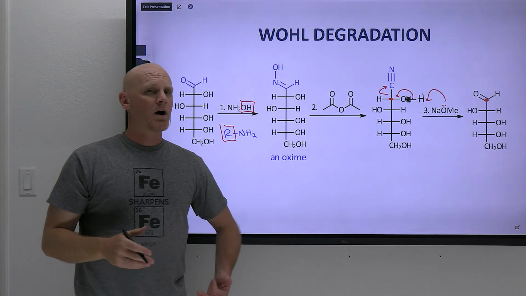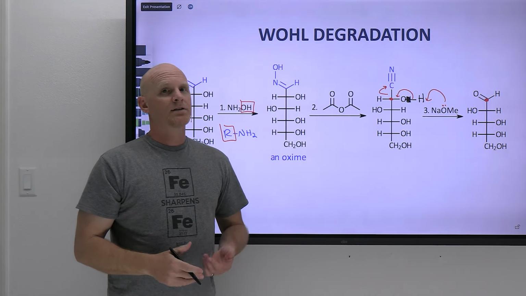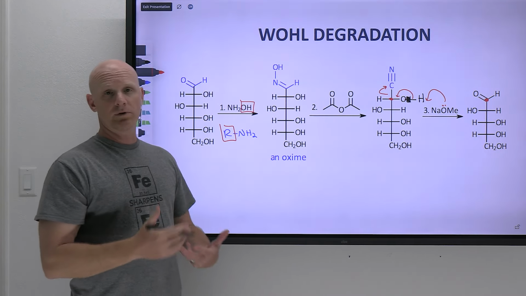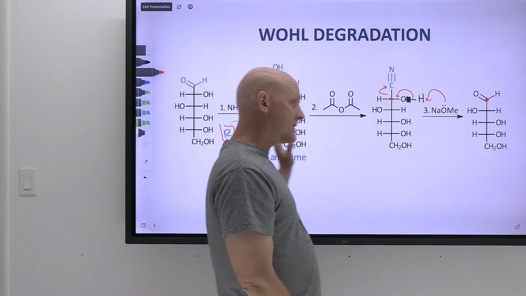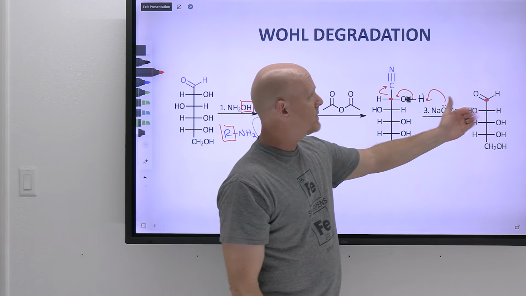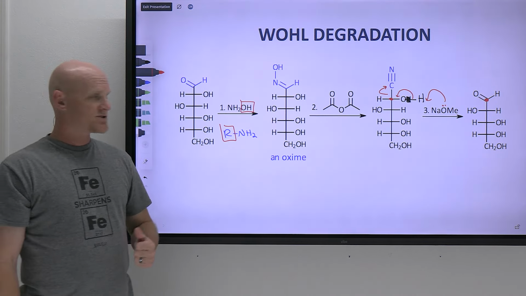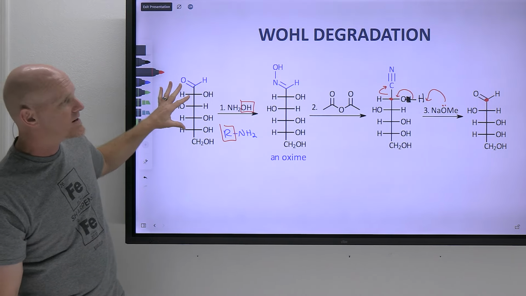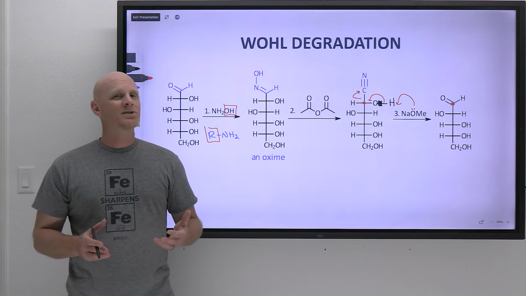And notice we don't have the same problem we did with the Kiliani-Fischer synthesis where we formed a new chiral center. So we have actually the opposite where we lost a chiral center. So we don't have to worry about forming multiple isomers or anything like this. We actually lost a chiral center, not formed one, and we just form an aldose with 1 fewer carbons than the original aldose we started with. So in our case, we went from an aldohexose down to an aldopentose. And that's going to conclude this lesson.